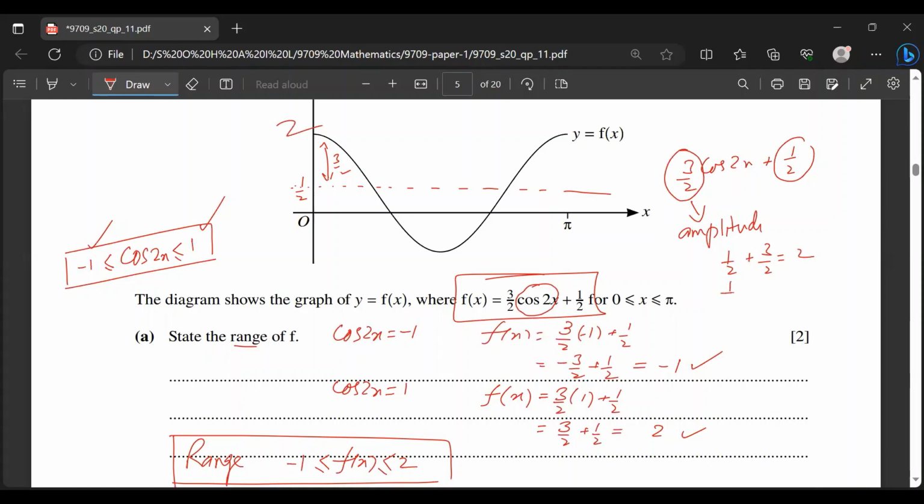And then 1 over 2, again here, 1 over 2 minus 3 over 2 is equal to -1. This is -1. So from -1 to 2, either approach you can apply. You can use the graph, or you can use this shortcut technique that just replaces cos of 2x by 1 and -1, and you can identify the smallest value and the largest value for any trigonometric function containing sine and cos.